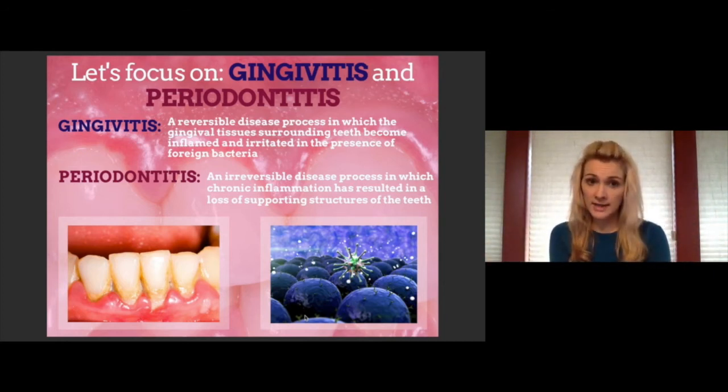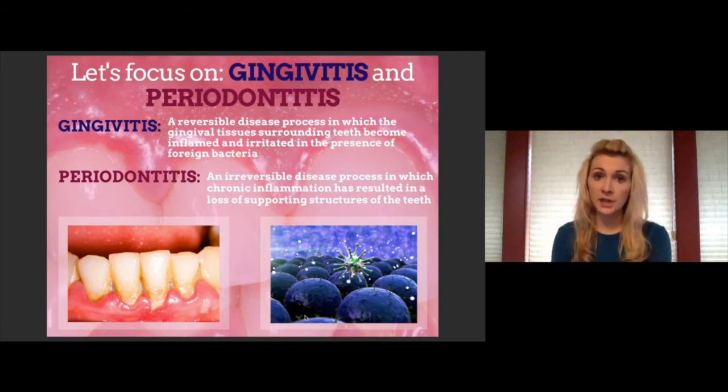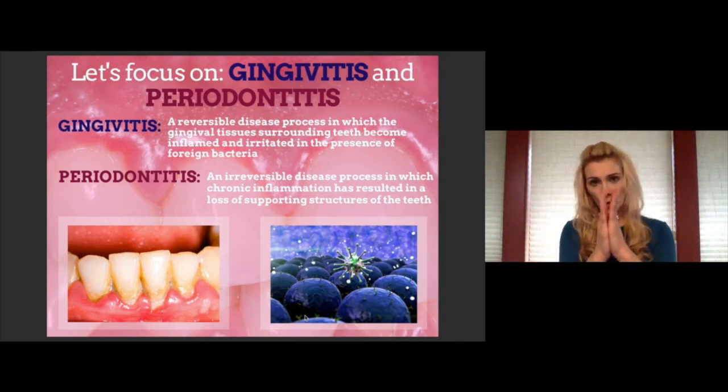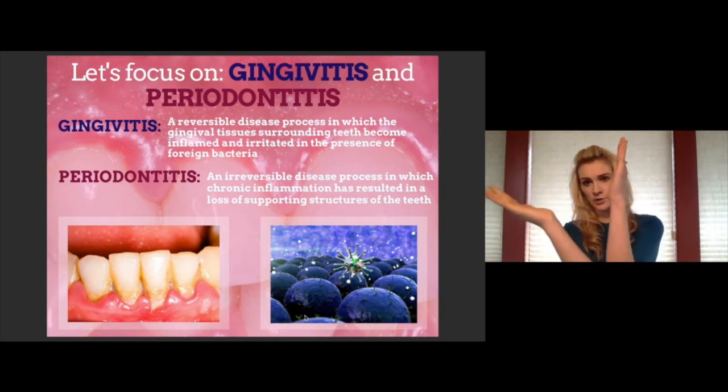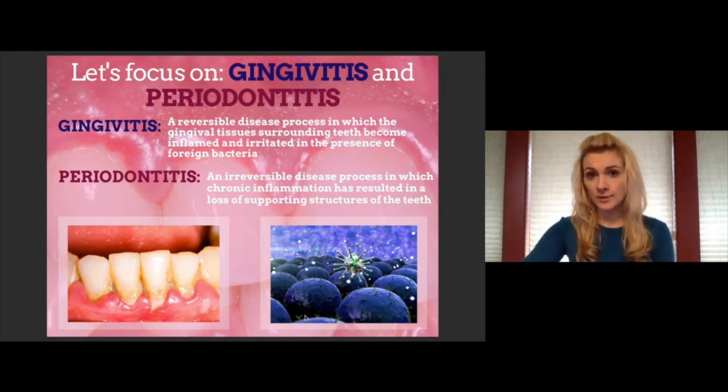Now, periodontitis is a much more severe form that happens when gingivitis is left untreated. And it's an irreversible disease process in which chronic inflammation has resulted in a loss of supporting structures of the teeth. This chronic inflammation causes the gums to grow away from the tooth structure, which in turn causes the bone to grow away from the tooth structure. And that's the process of periodontitis, which also, left untreated, can even lead to tooth loss.